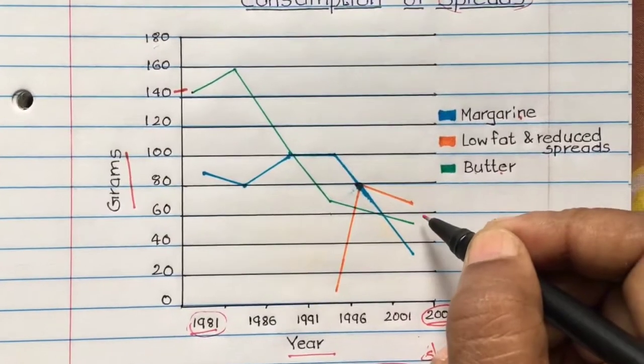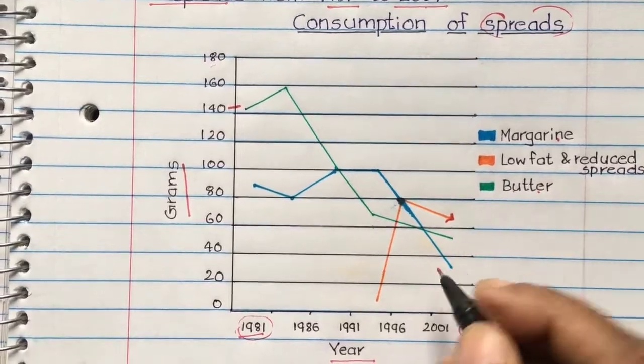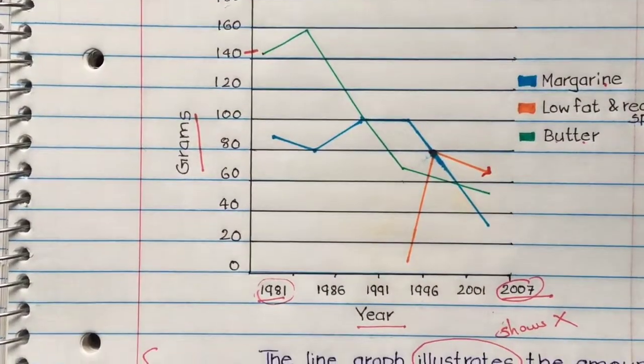Compared to the low fat. So we can say that this is an increasing trend. That's the same sentence I have used over here. Let's read this paragraph again.